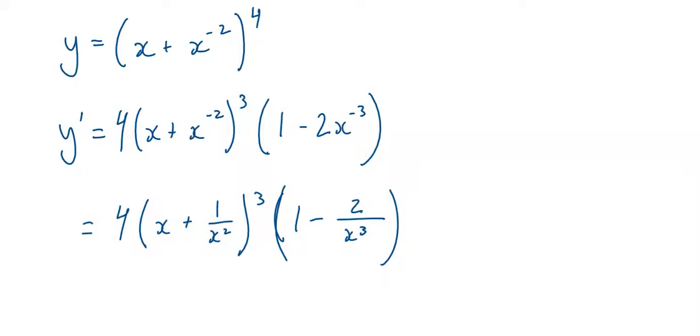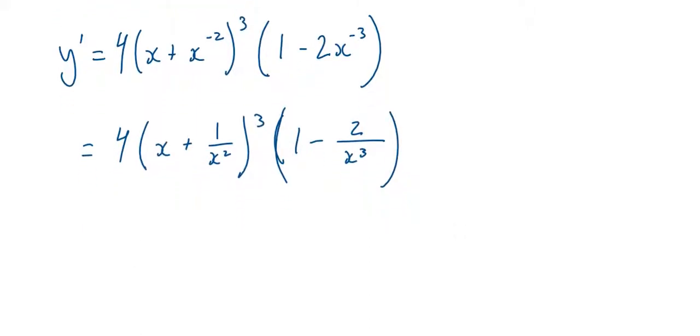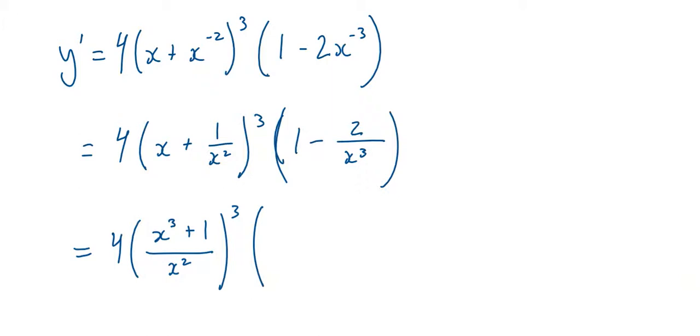And I'm going to have to start getting common denominators. Common denominator in the first bracket, I'm going to multiply x by x squared over x squared, to get a common denominator of x squared on the bottom. So this is going to be x cubed plus 1 over x squared, and all of that cubed. And this one I'm going to do x cubed over x cubed, so this is x cubed minus 2 all over x cubed.